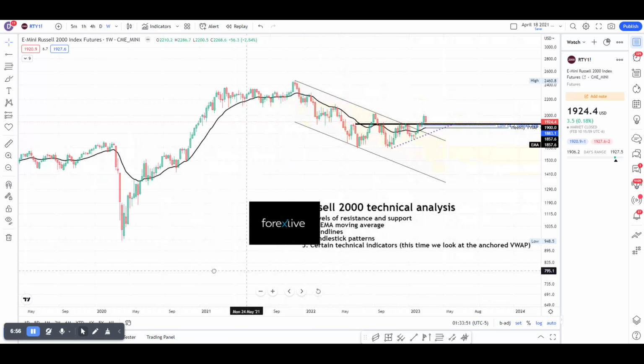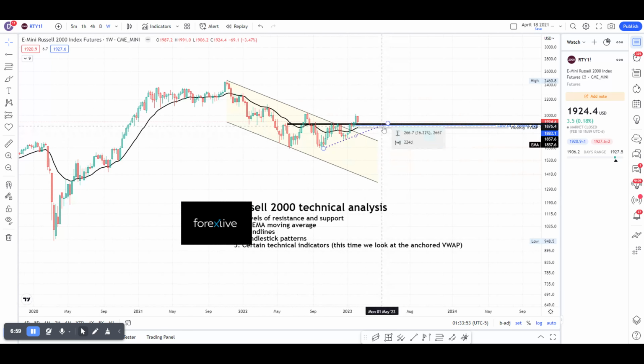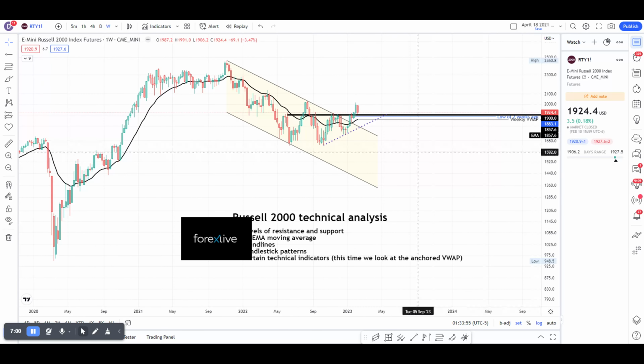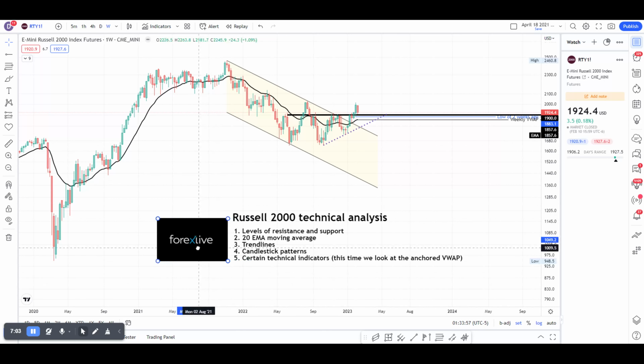Even if we get another second candle for a pullback, we'll have to see that we don't close below that 1857 and even 1900.